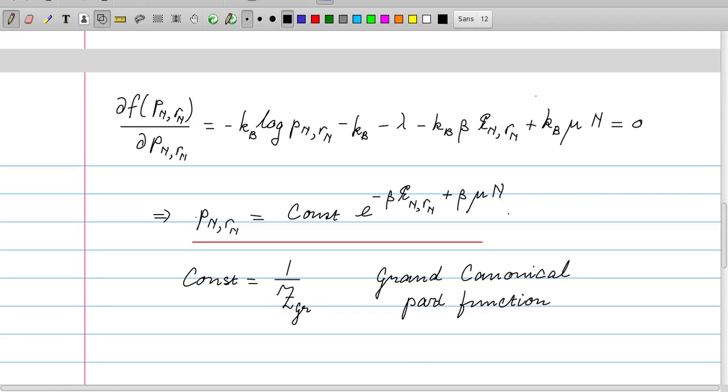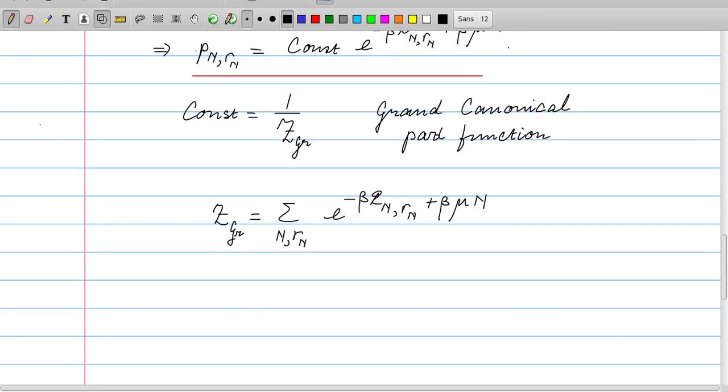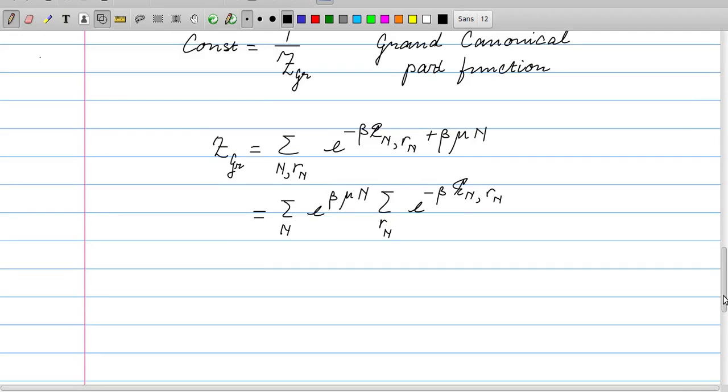And this Z grand can be evaluated, and it has the form: Z grand is the sum over all the particle numbers and the states for each particle number. And then there is this Boltzmann factor, and there is this extra factor of e to the power beta mu n. And we see that we can just perform first the sum over the n's, and we can then write this expression as e to the power beta mu n, and then we have a sum over all the particle states of n particles with the Boltzmann factor. And if you consider the second part of this expression, then you will recognize that this is nothing but the canonical partition function for n particles and at temperature T. And there may also be a volume dependence or a magnetic field dependence or whatever.